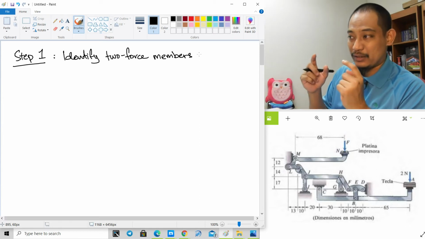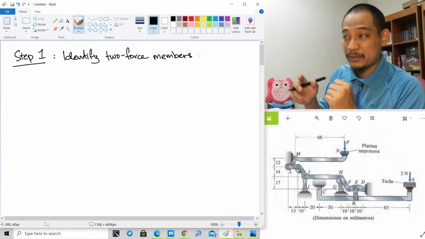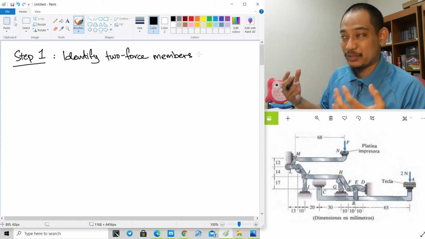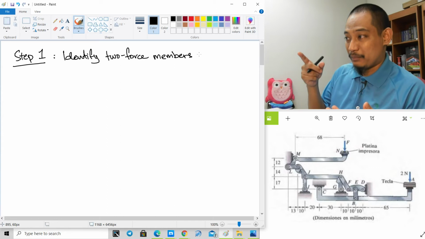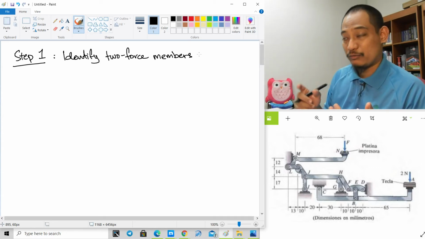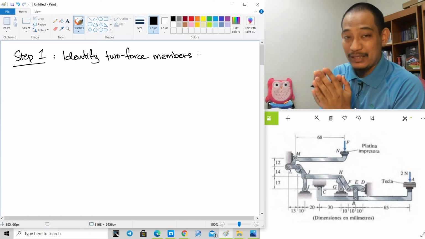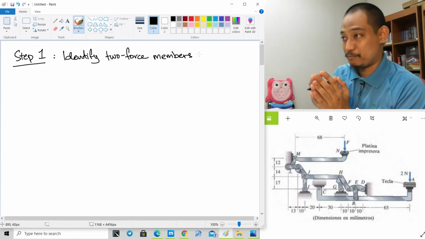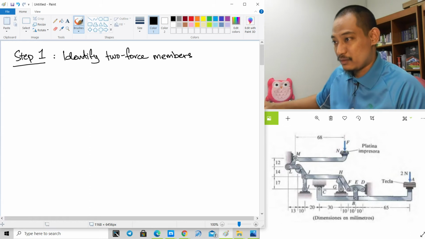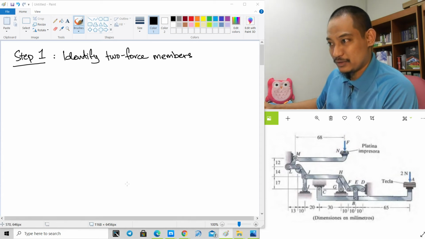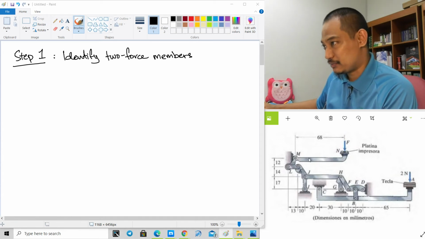If you can identify two-force members, and if there are a lot of them, then it will become much easier. By looking at this, you will notice that there are a lot of two-force members. Hopefully by now you understand what a two-force member is, how to identify it, and what the implication is. So okay, let me use this one because I want to sketch on this picture as well.